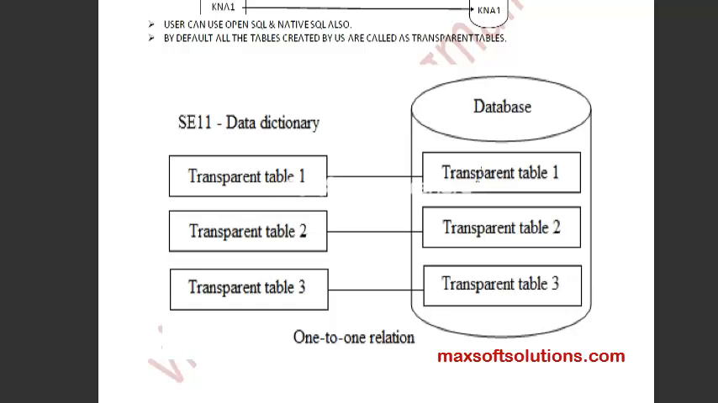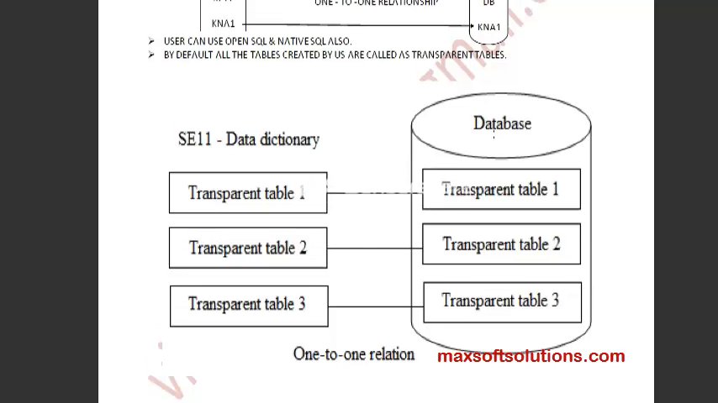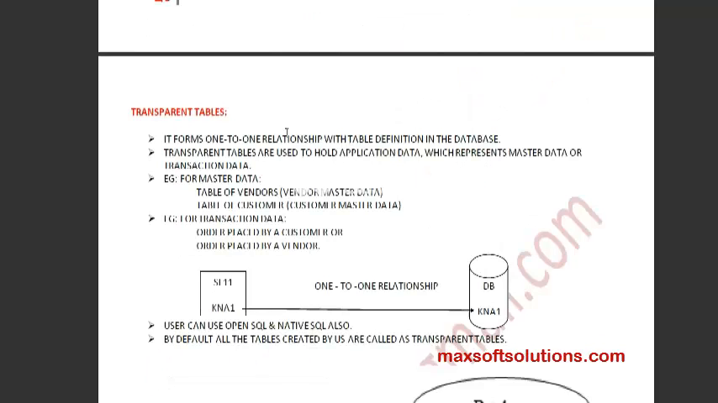So that's why this is a one-to-one relationship. You can see here the one-to-one relationship. When I create a table in the application layer with all the definitions like domain, data element, all these things, another table will be directly created in the database also. So that's why this is a one-to-one relationship. Hope you understand this. So that's why I have given the definition as it forms a one-to-one relationship with the table definition in the database. Transparent tables are used to hold application data which represent master or transaction data.